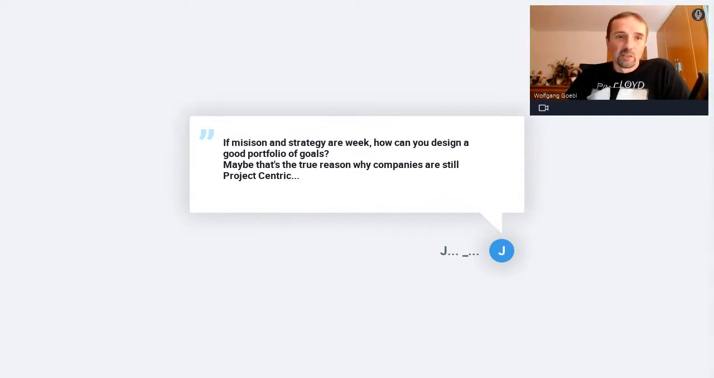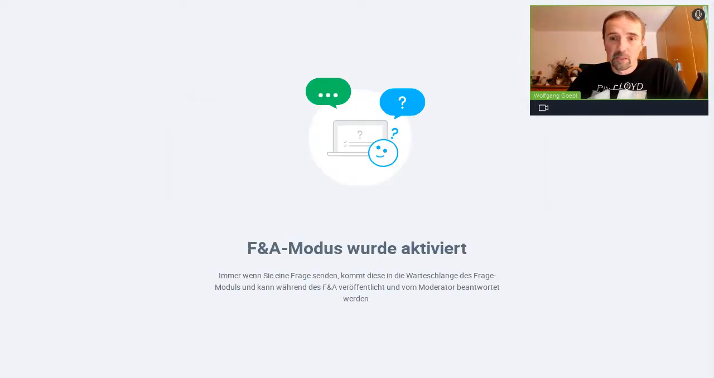Interesting observation. Maybe that's the true reason why companies are still project-centric. Yeah. Maybe the reason is that this outcome-based strategy is much harder to manage, to control, to engineer. I believe that, yeah.